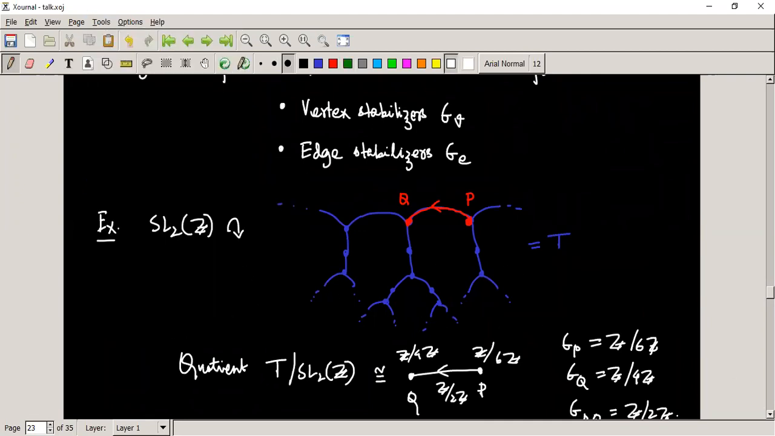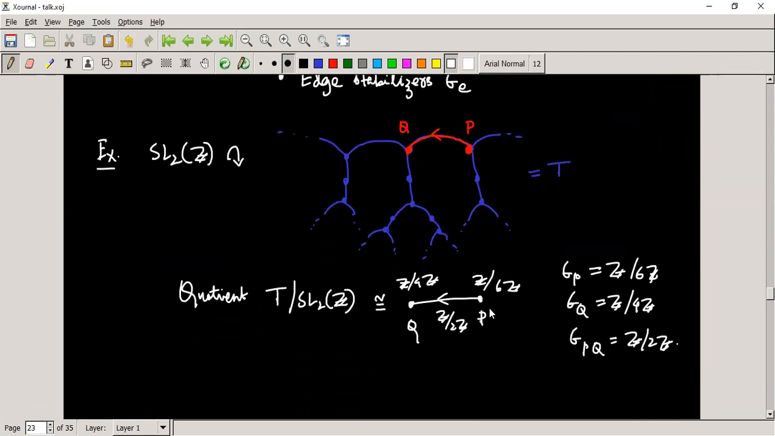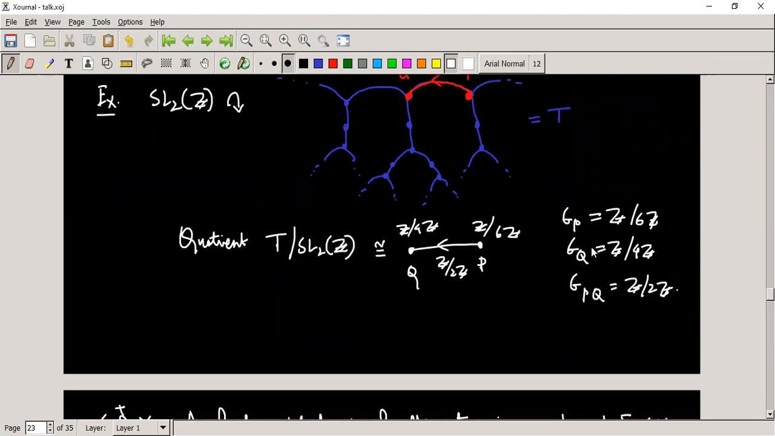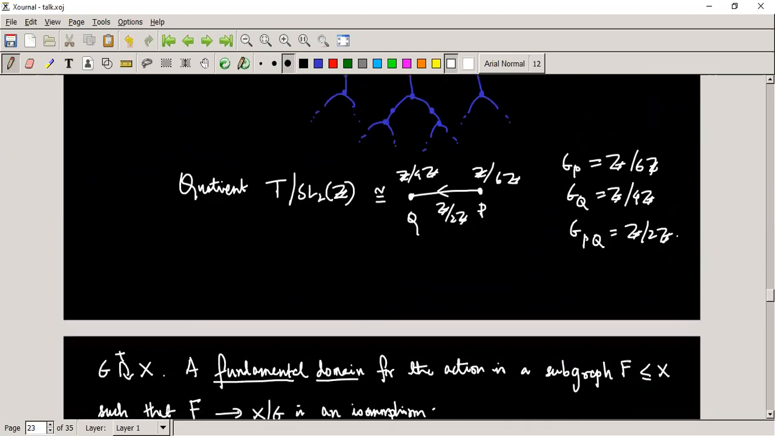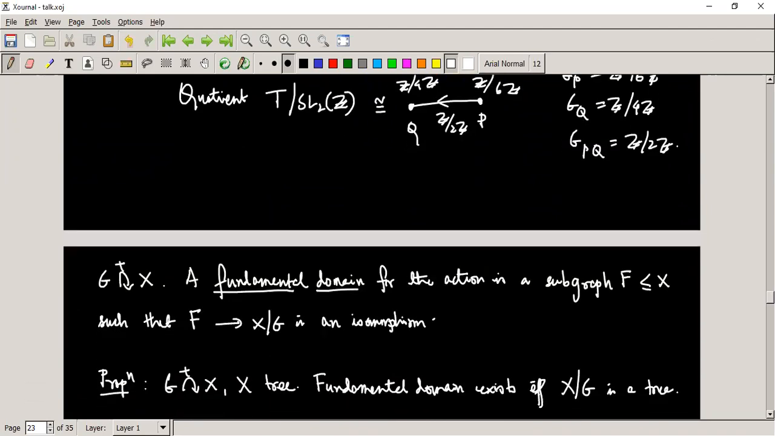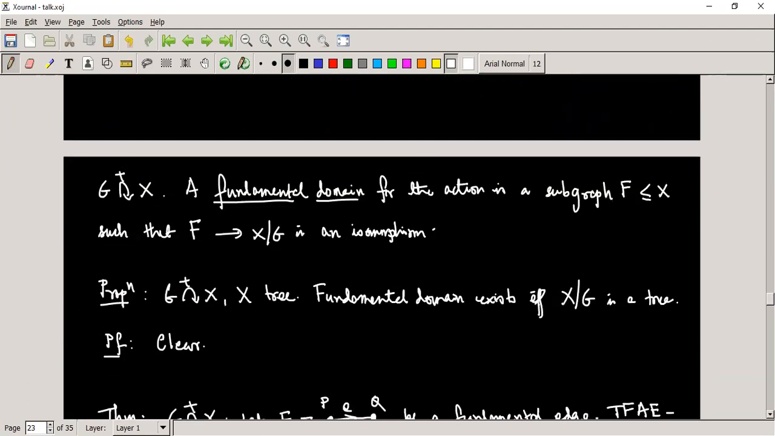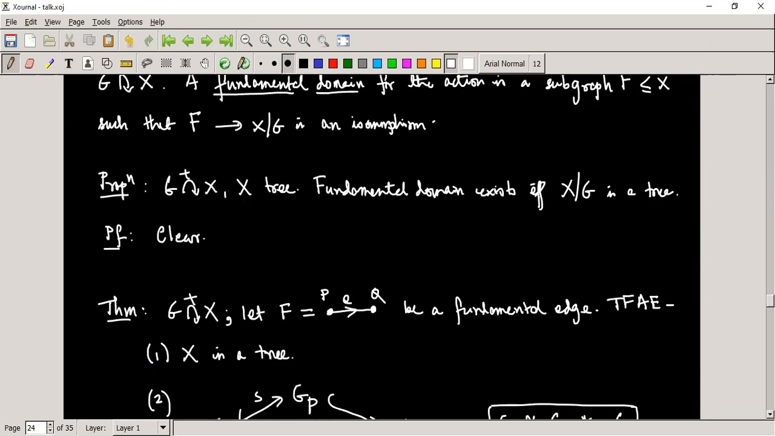And we have a full description of all stabilizers. Stabilizer of GP is Z over 6Z, GQ is Z over 4Z, and the edge is Z over 2Z, the intersection. GPQ is what I've written here, stabilizer. Okay, excellent. Now, some lemmas and the final theorem.